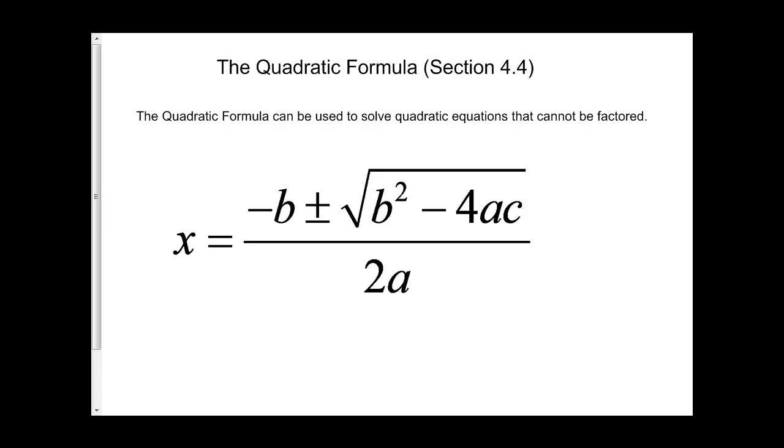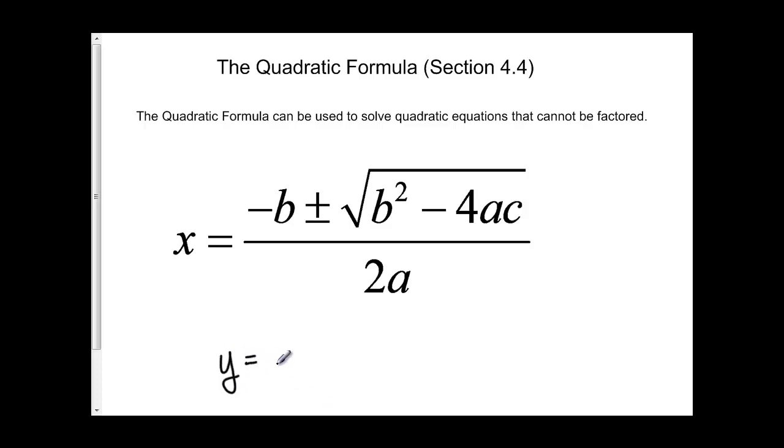If an equation cannot be factored, one way you could solve the quadratic equation is to use the quadratic formula. Here's the quadratic formula: x equals negative b plus or minus the square root of b squared minus 4ac, over 2a. Now, where the a, b, and c come from is our standard form of the equation.